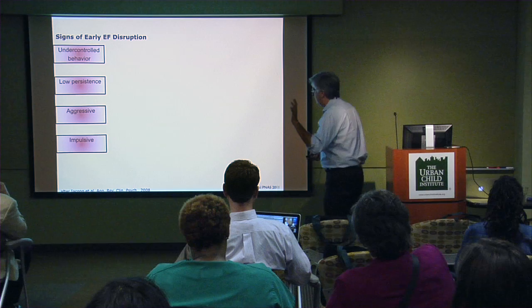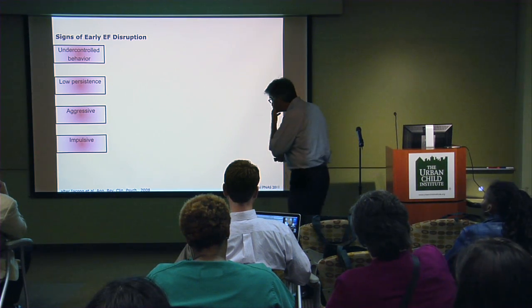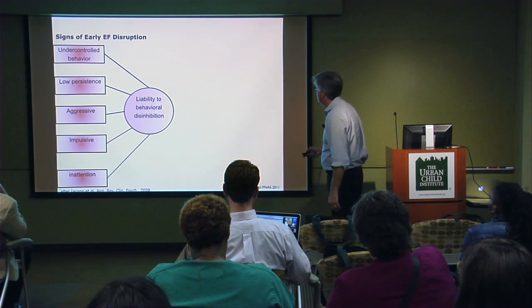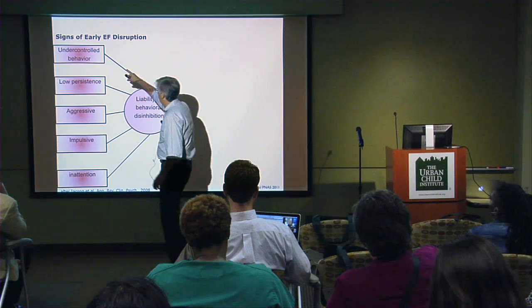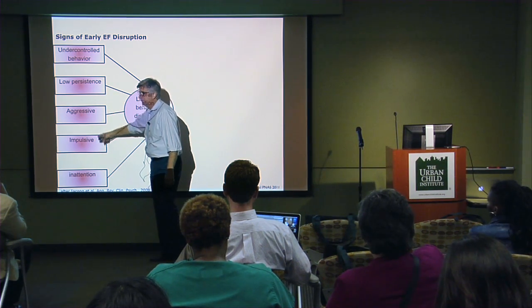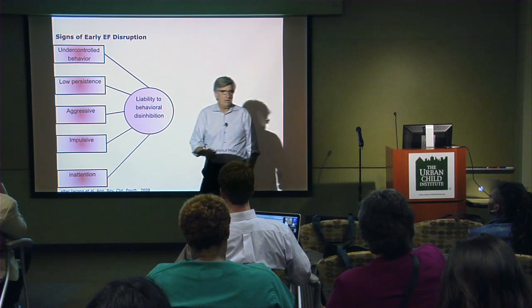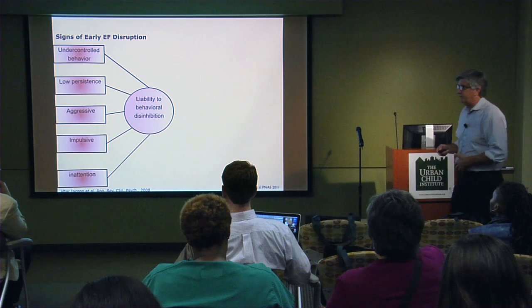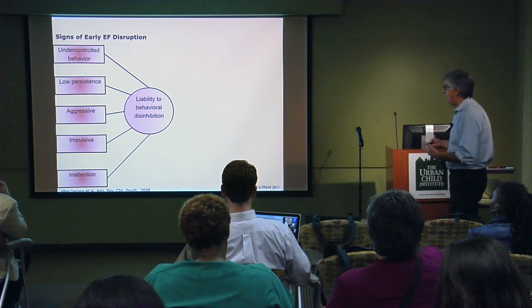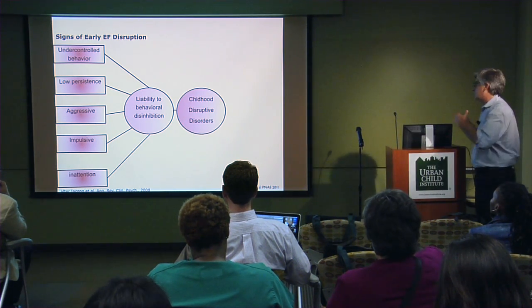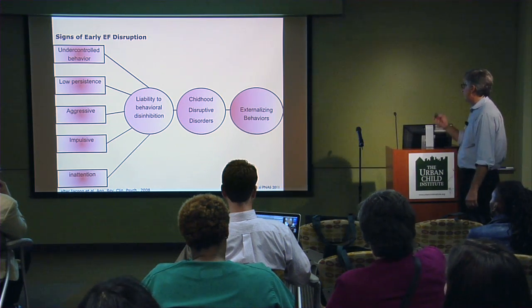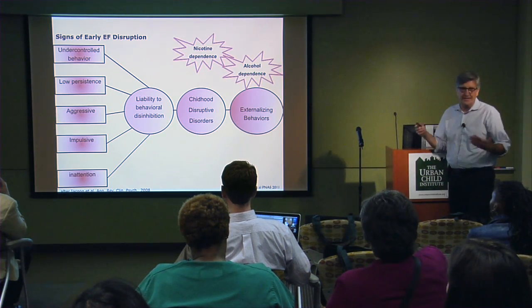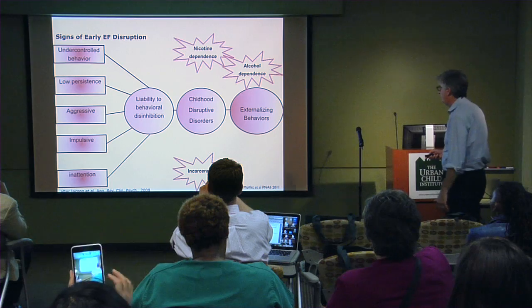We know from lots of longitudinal studies, and you're going to hear about one, that when you measure early on signs of executive function disruption, low persistence, aggressive behavior, impulsiveness, inattention, that increases risk for those children developing what we call behavioral disinhibition, the inability to control your behavior under a variety of conditions, which leads to child disruptive disorders and externalizing behaviors. Not every child, but it certainly increases risk for expressing all of these problems.